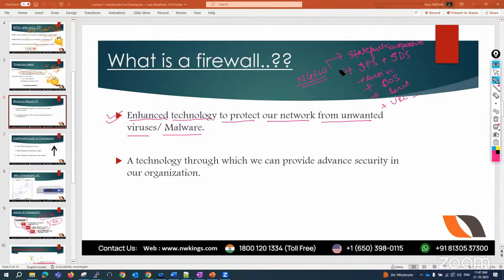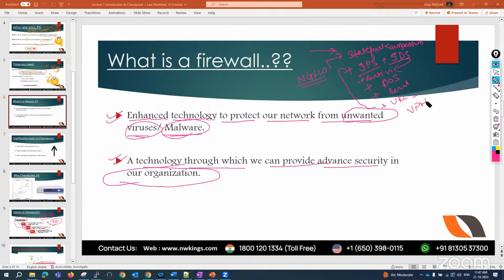So with the help of all these technologies, what can we do? We can protect our network from unwanted viruses and malwares. Second, a technology through which we can provide advanced security in our organization. Advanced security means stateful inspection, the capability of IPS and IDS, the capability of antivirus, the capability of VPNs.